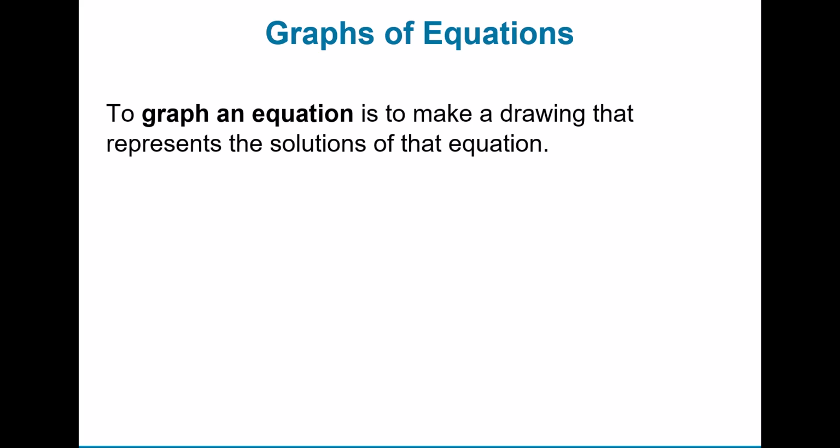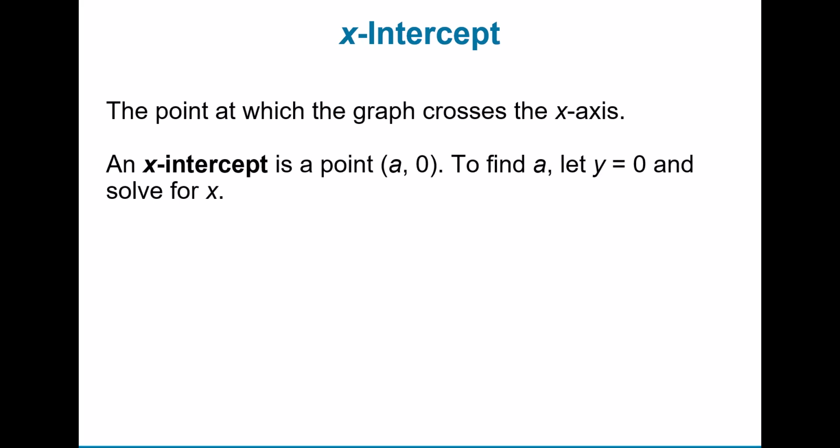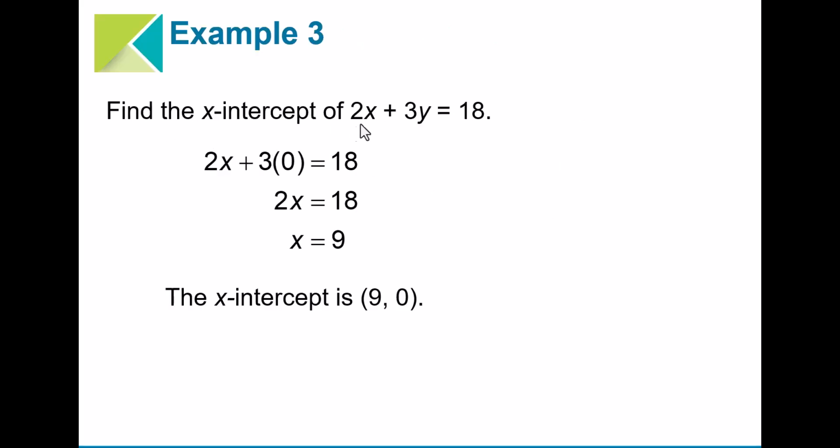First thing is you find the intercepts, where the x-intercept is where you went left and right, so you're on that horizontal x-axis, but you didn't go up or down, so the y equals 0. And we can simply find an x-intercept very quickly. If I have this equation, 2x plus 3y equals 18, I let y equal 0, and I solve for x. So this tells me the point where it crosses the x-axis.